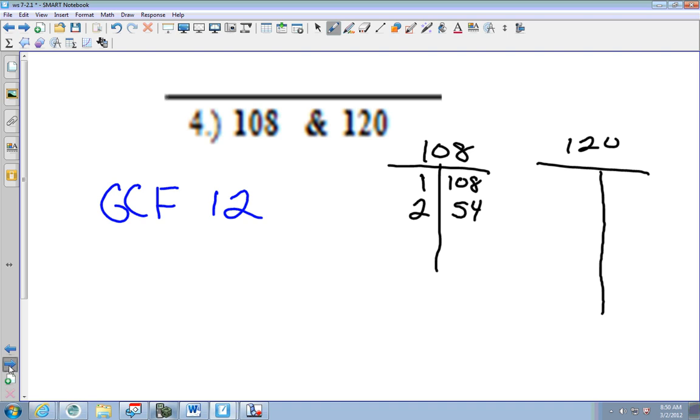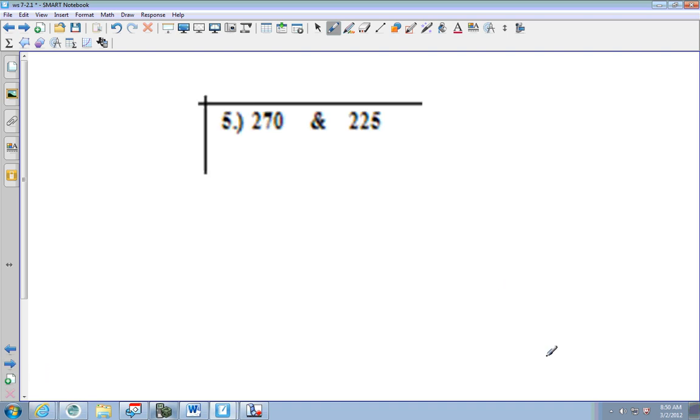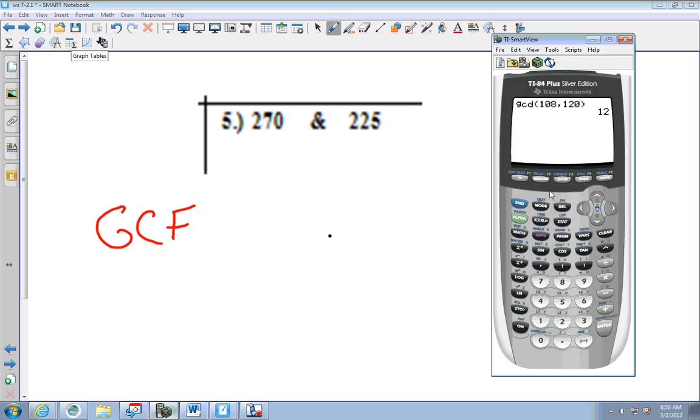Next one, number 5. Let's go in there and use your calculator and find your GCF. Again, to remind you, go to Math, arrow to the right to where it says NUM for number, and go to number 9. Type in 270, comma, 225, and press enter. It is 45.